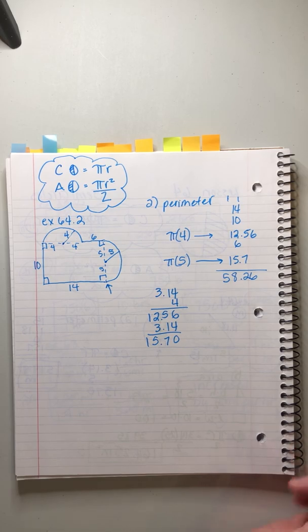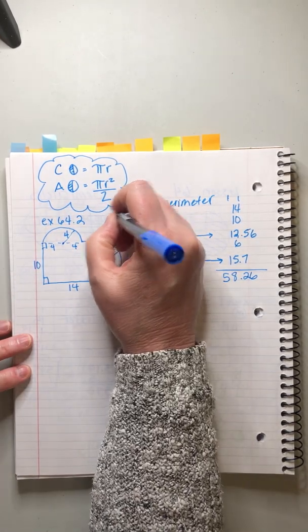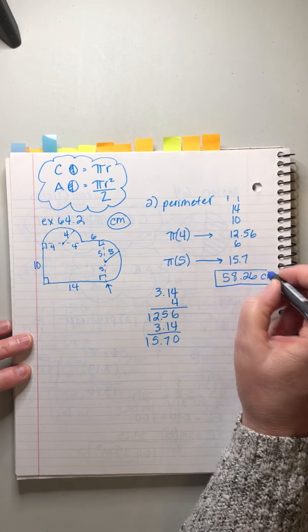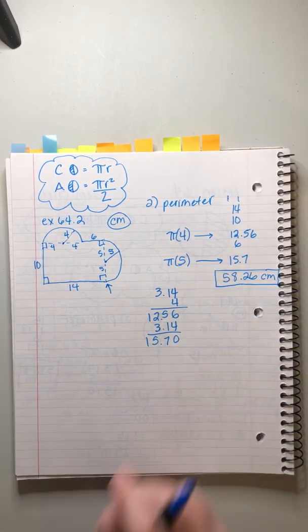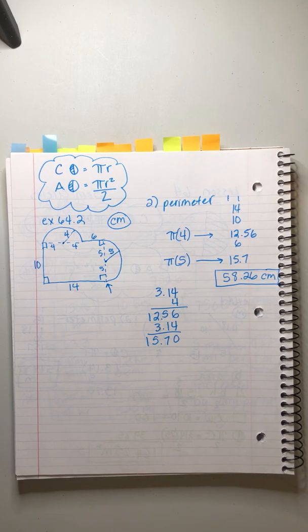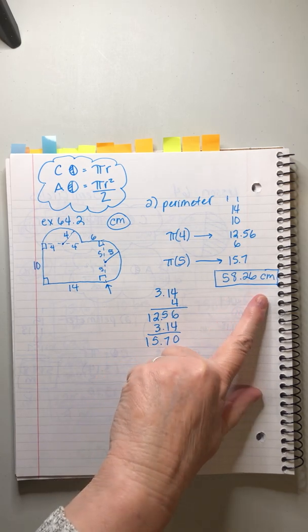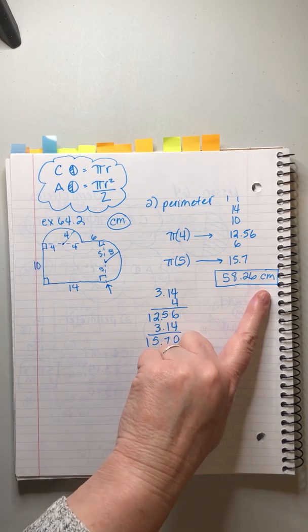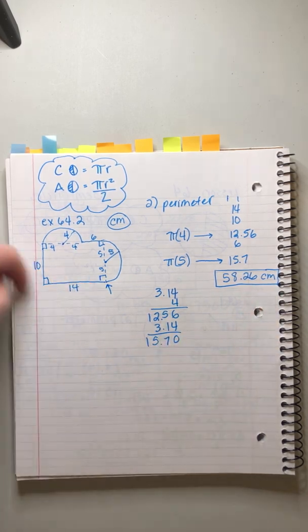Our unit is centimeters. I'll give you a second to catch up. All right, so the perimeter calculation for the first one tells us that it's 58.26 centimeters around the edge. That's a measurement of length, so it's not squared or cubed, right? It's just length, a piece of string going around.